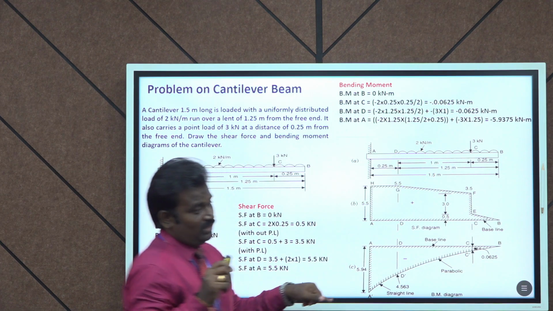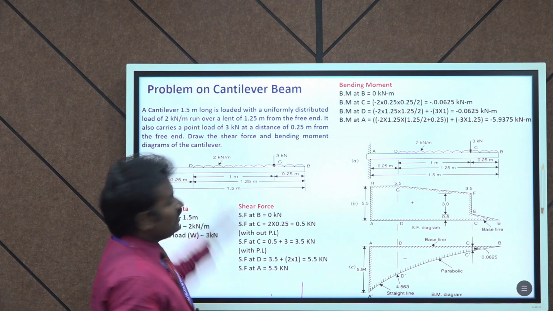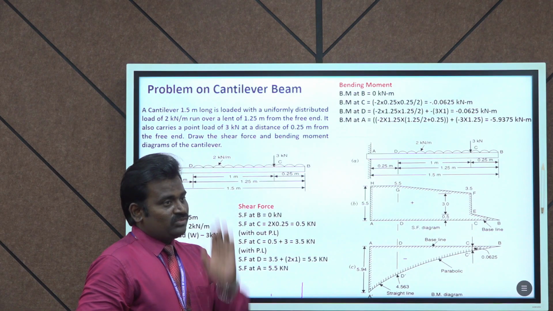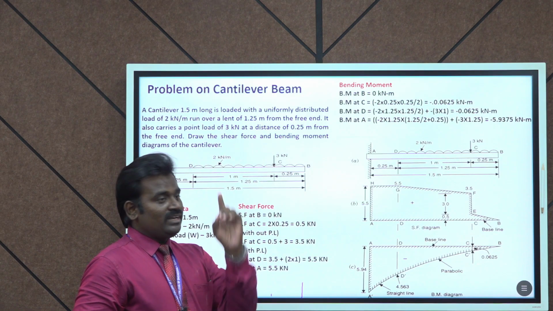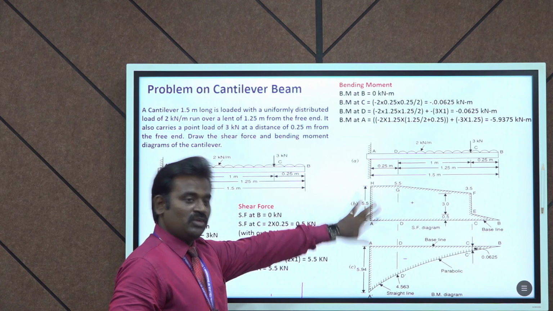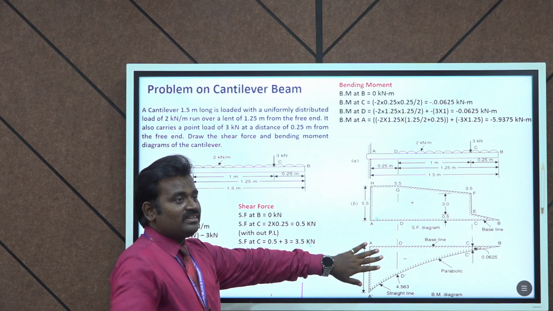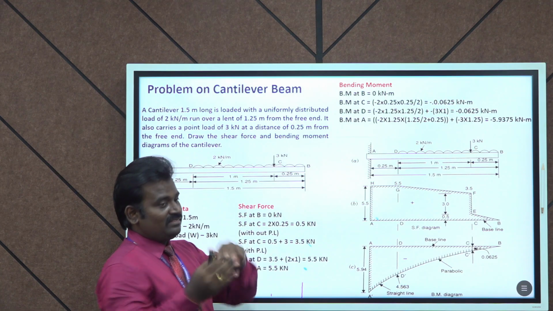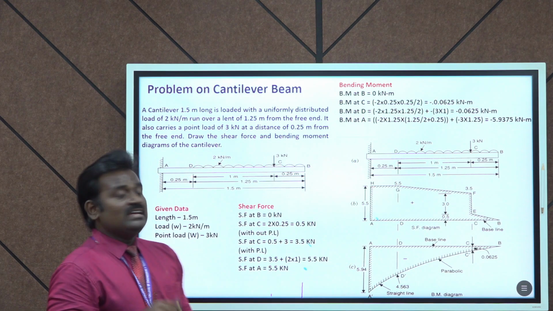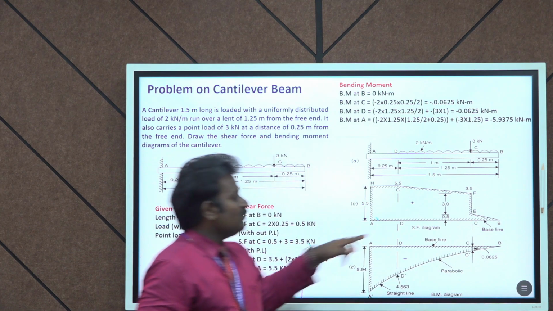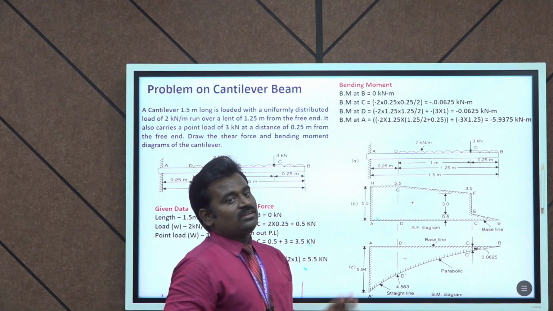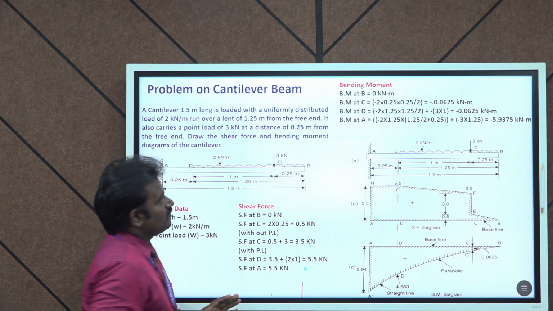Again I would like to say, for a cantilever beam you consider the beam section on the right-hand side for shear force. On the right-hand side, an upward force is negative and a downward force is positive. That's why all the shear force values are positive. For the bending moment, we consider it negative, because the beam is bending like that. That's why all the bending moment values are below the baseline. Hope you understand. Thank you.